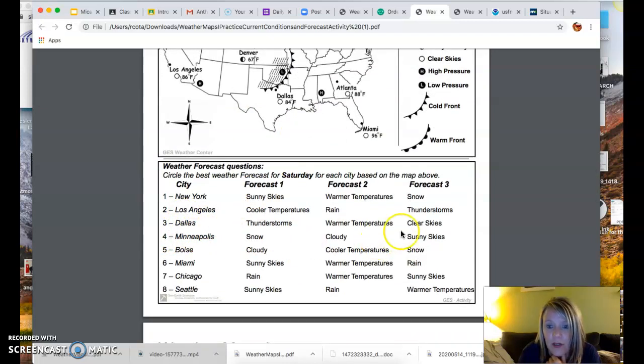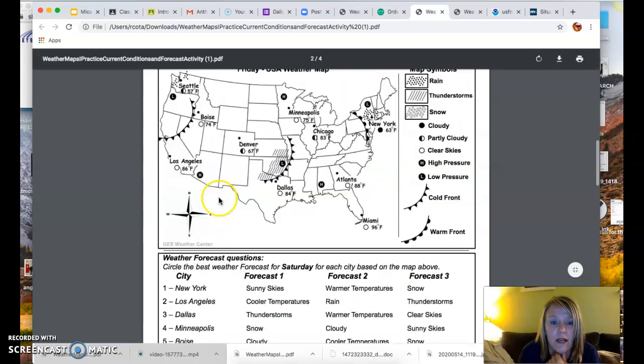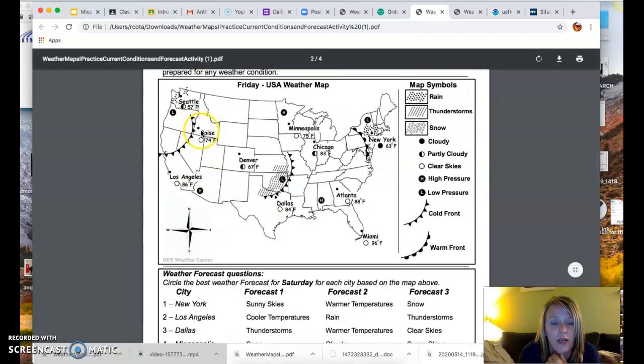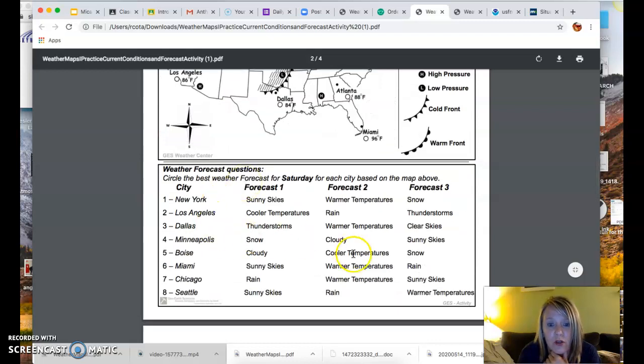Is that one of the options? Yes, sunny skies. Boise, Idaho. Boise, you're hanging out down here in southern Idaho. You've got a cold front coming, and so with the cold front, you're going to be getting cooler temperatures. Miami, looks like a beautiful day in Miami, 96 degrees, clear skies. This is what is coming over Miami in the next 48 hours. And so in Miami, you are going to have continued sunny skies.